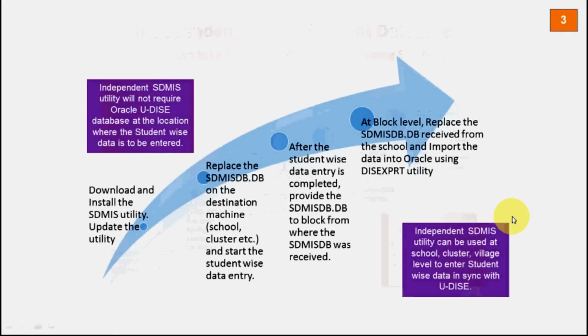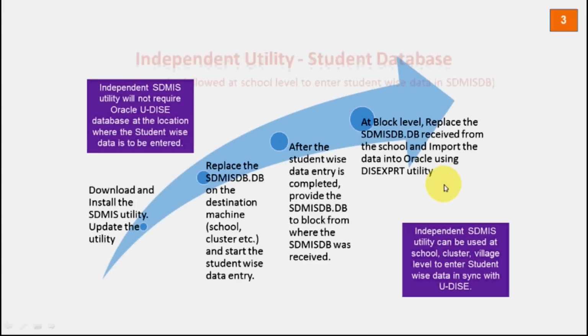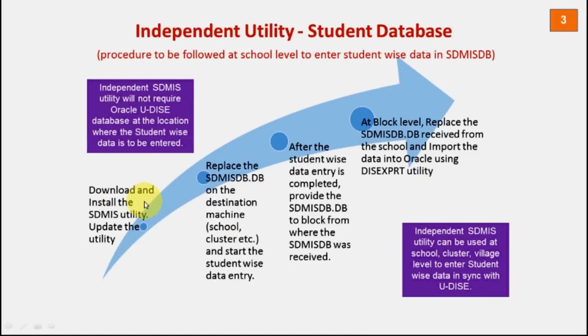Once this data is provided to the school level, then at the school level, download the utility, update the utility, and replace the SDMIS DB which you received from the block level or cluster level. After completing the data entry at the school level, you can provide this SDMIS DB to the block level, or from where you got this DB. And then at the destination level, at the block level, replace this SDMIS DB and import the student-wise data into Oracle using the DICE export utility.